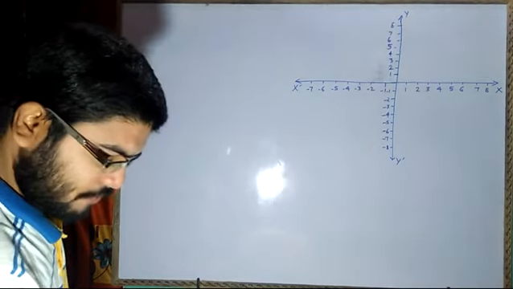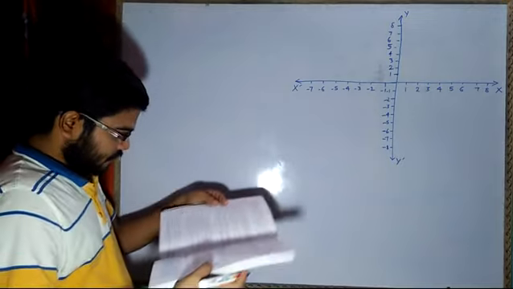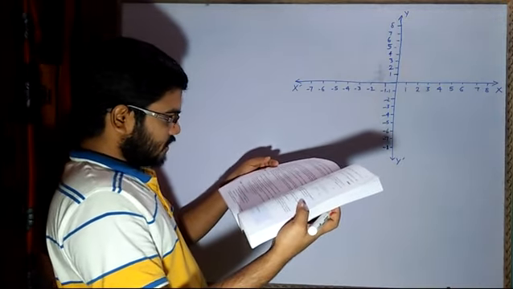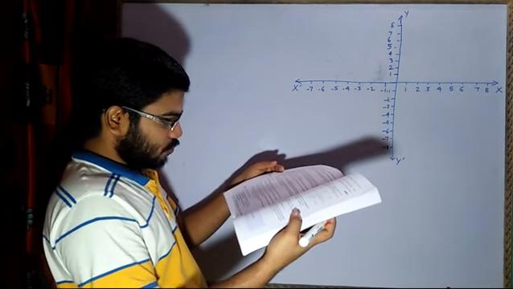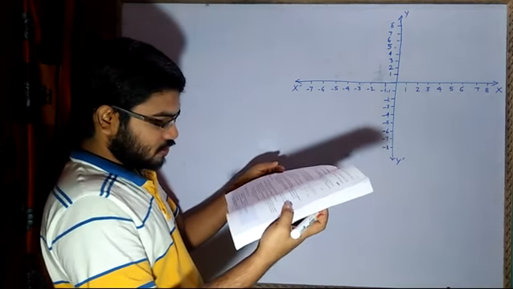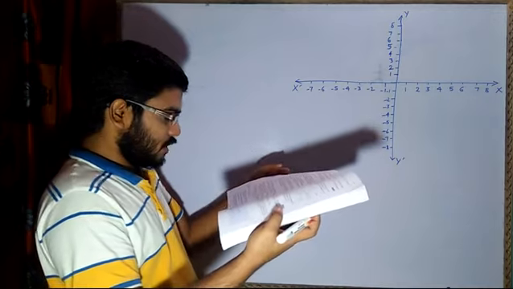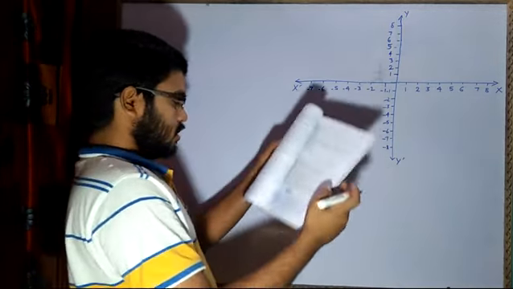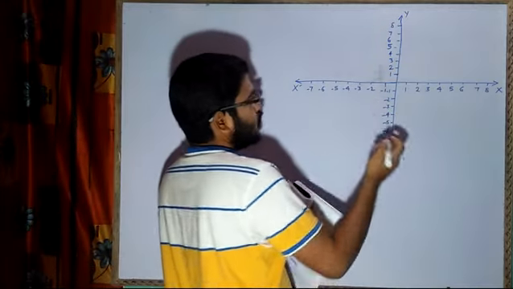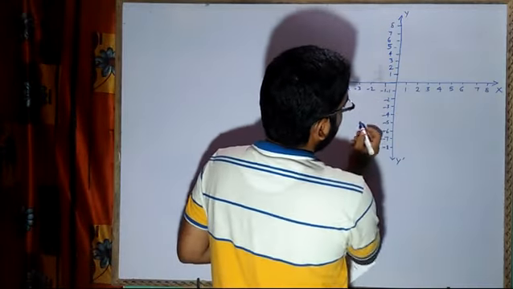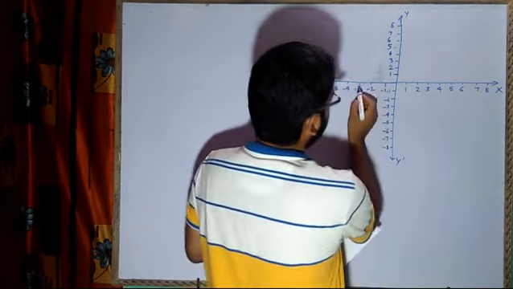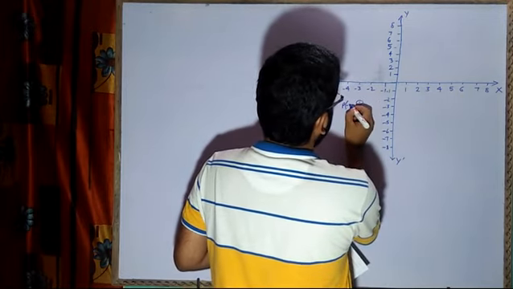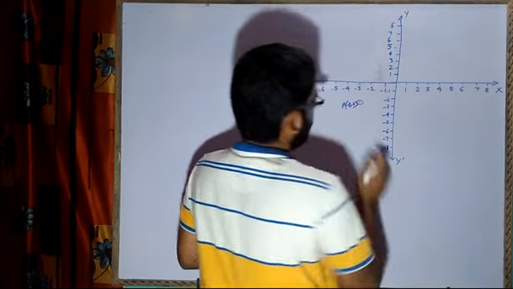Question number 15 says that the point minus 3 comma minus 2 on reflection in the x-axis is mapped onto P dash. Then P dash on reflection in the origin is mapped onto P double dash. Find the coordinates of P dash and P double dash. So it is also a very simple question. P is minus 3 comma minus of 2.